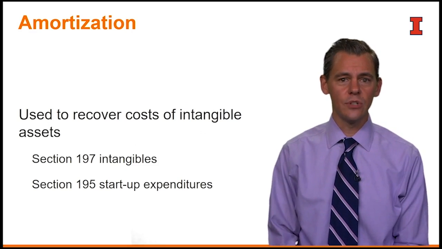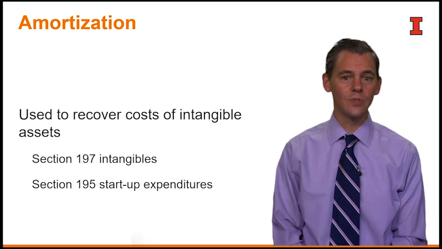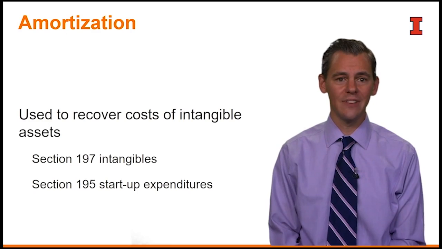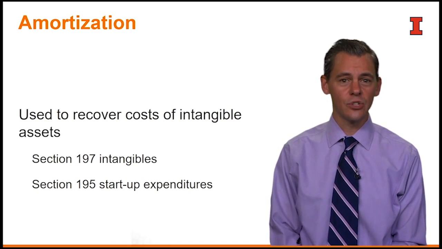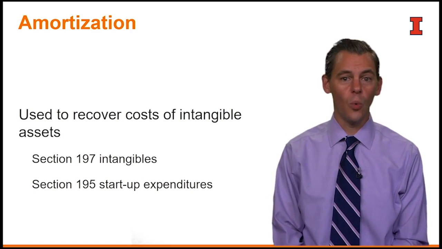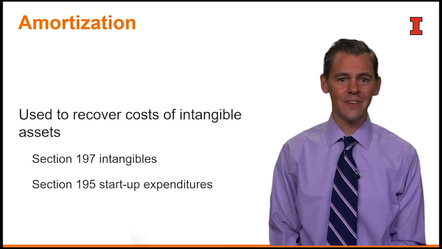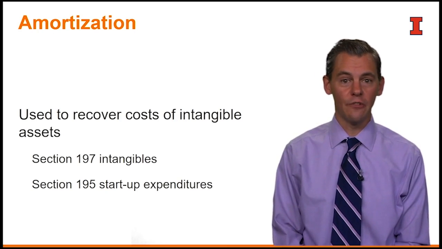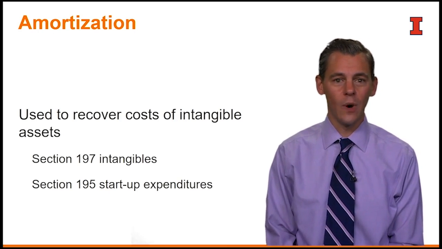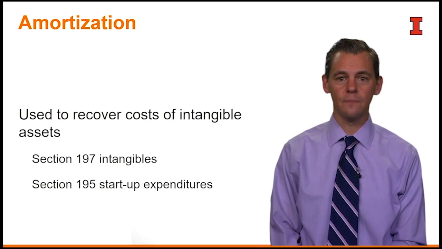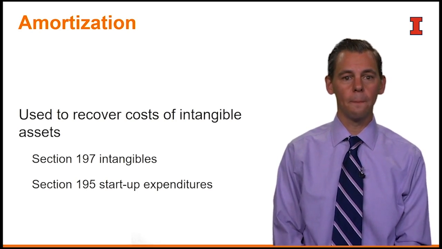Again, amortization is used to recover the cost of business use intangible assets. The Internal Revenue Code sections applicable to intangible assets are Section 197 and Section 195. Section 197 identifies the types of intangible assets eligible for amortization, while Section 195 discusses the amortization of startup expenditures. I'll discuss each in turn.